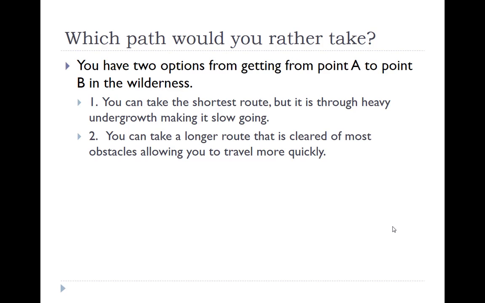So I'm going to begin with a question. You have two options for getting from point A to point B in the wilderness. You can take the short route, but it is through heavy undergrowth, making it really slow and hard going. Or you can take a longer route that is clear of most obstacles, allowing you to travel more quickly. This is the option that electrons in a circuit face.